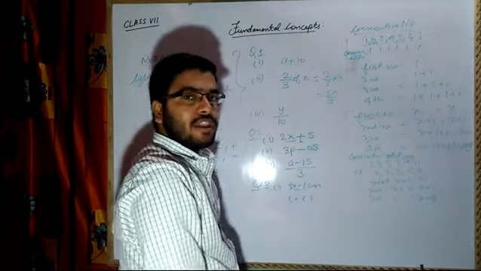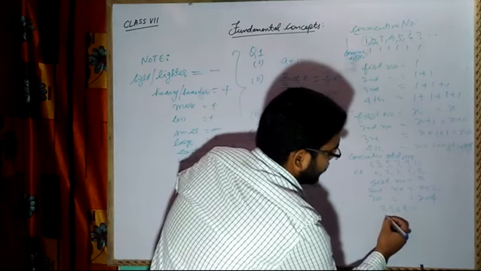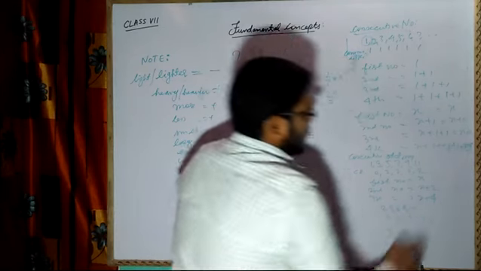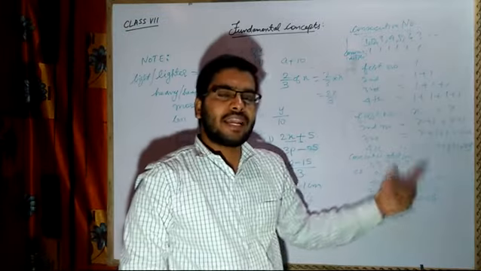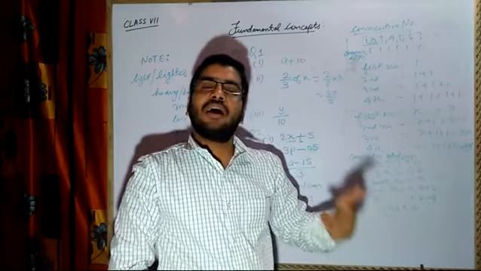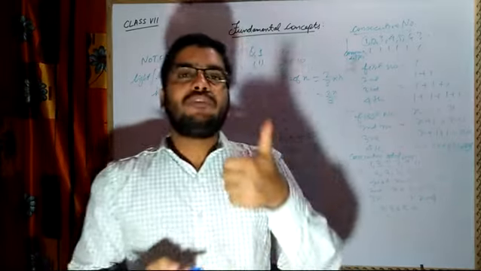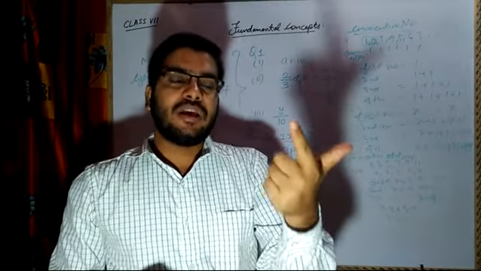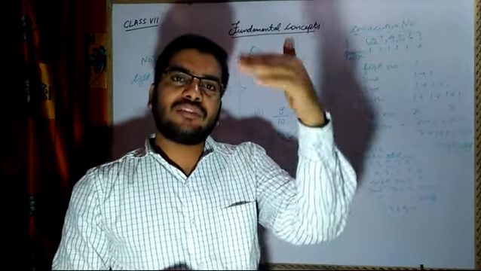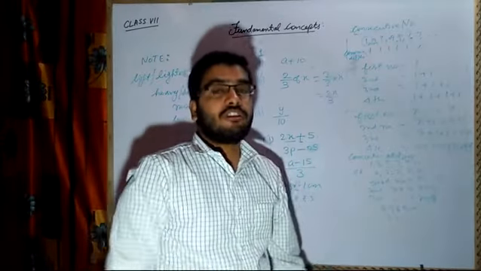Same is the case with even numbers also, because it will be 2, 4, 6, 8, 10. The difference is 2, 2, 2. So in case of consecutive odd numbers and even numbers, we take the numbers as x, x plus 2, x plus 4, x plus 6, and so on. If it is a multiple of 3, then the first number will be x, the second number will be x plus 3, the third number will be x plus 6; 3 and 3 you have to add. So these are the ways we write consecutive numbers.